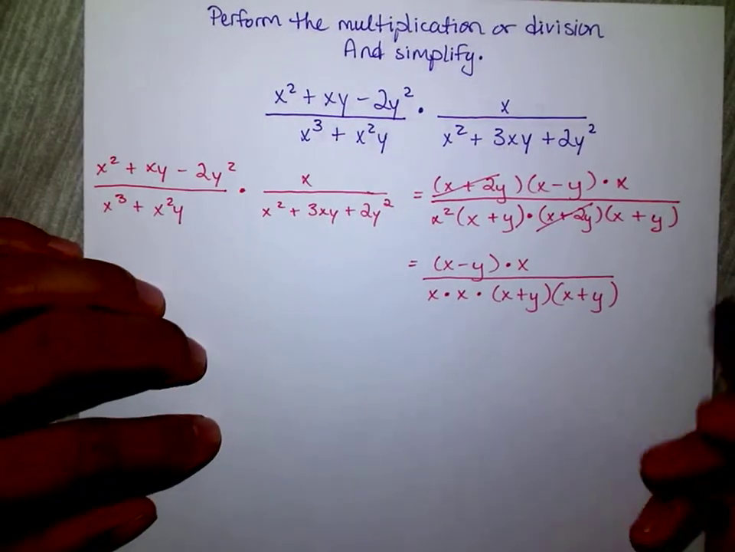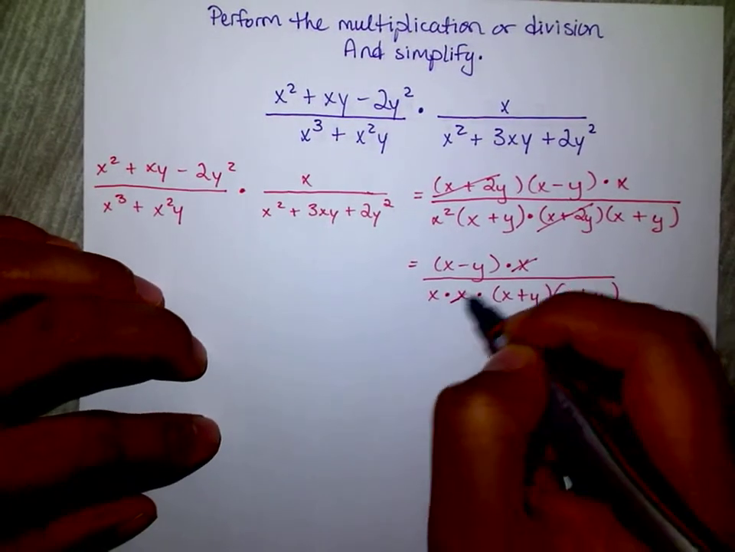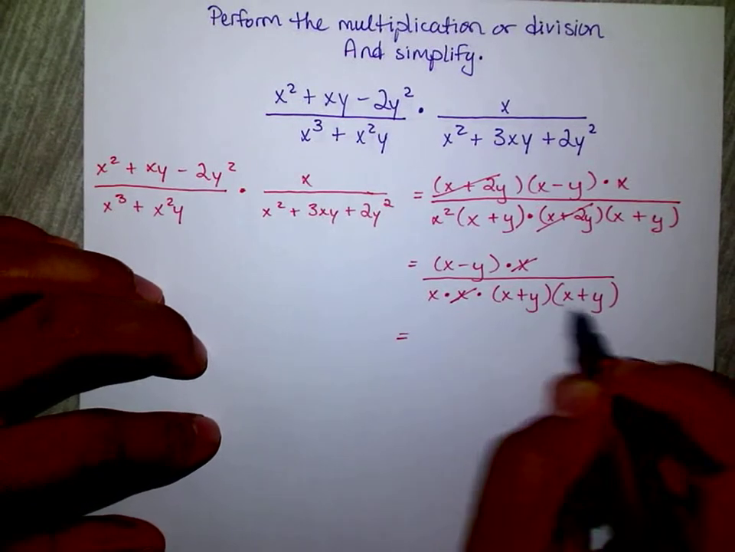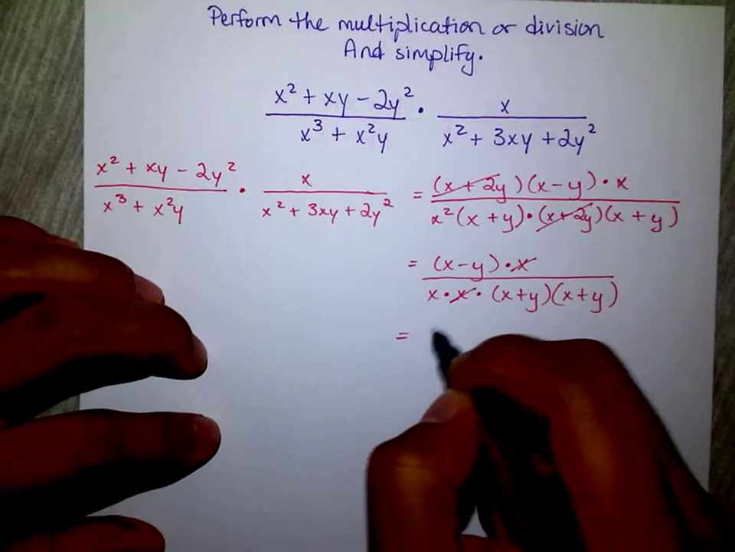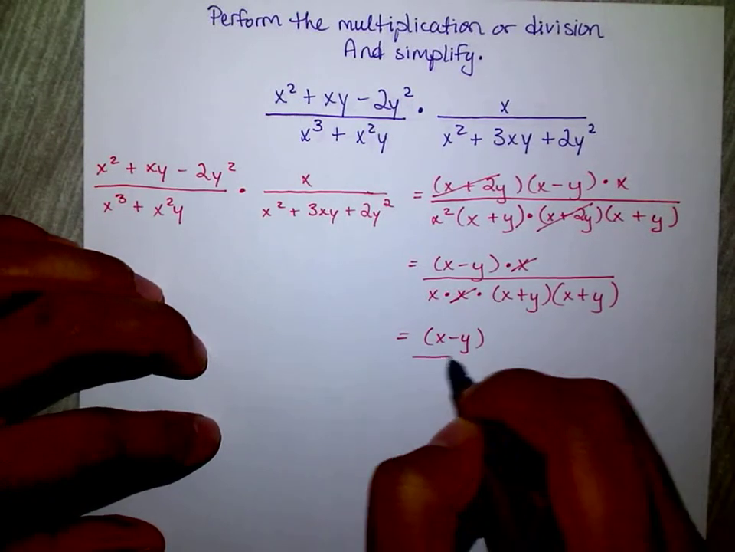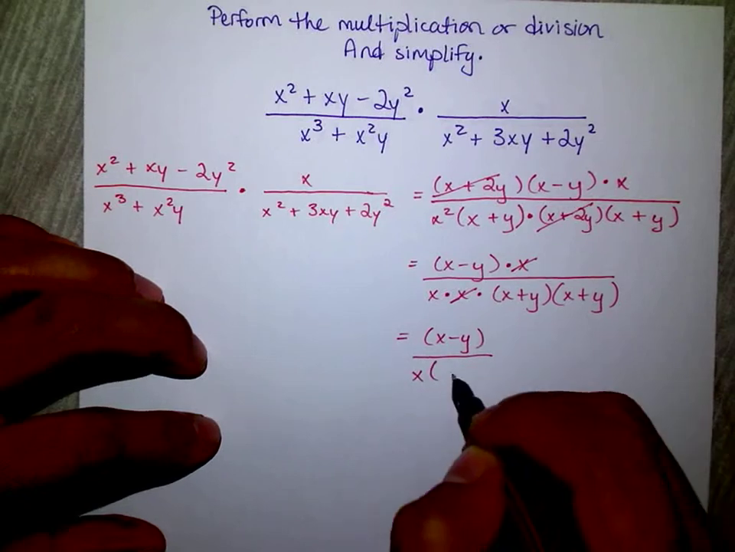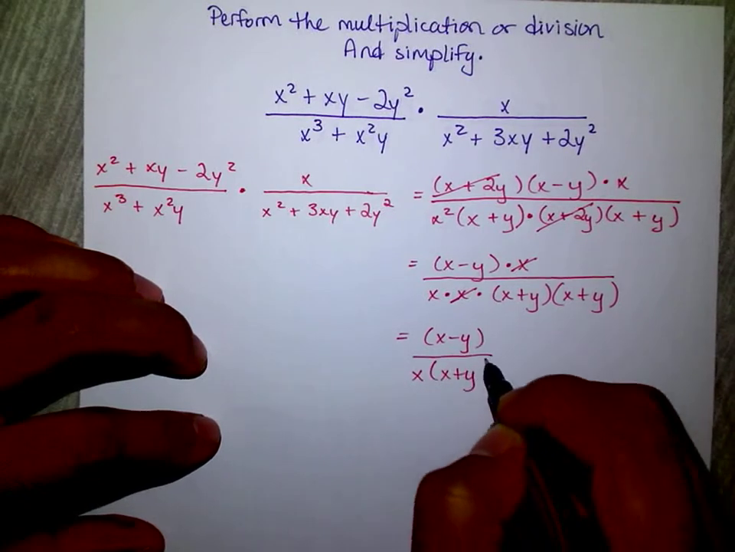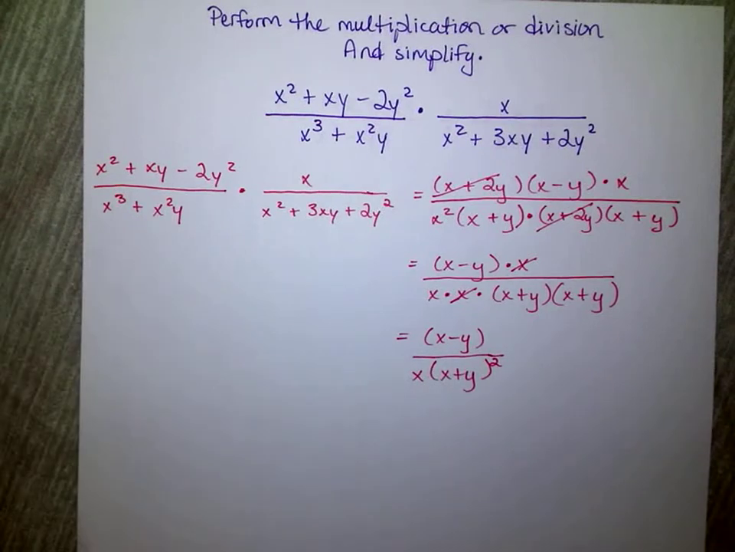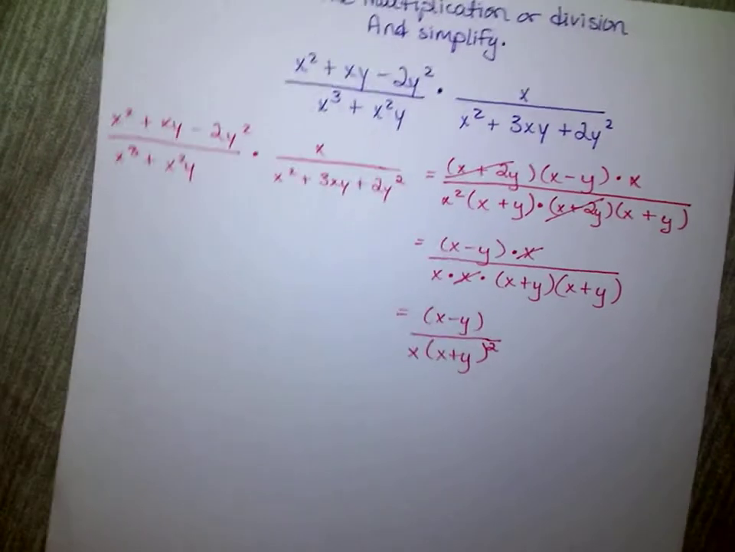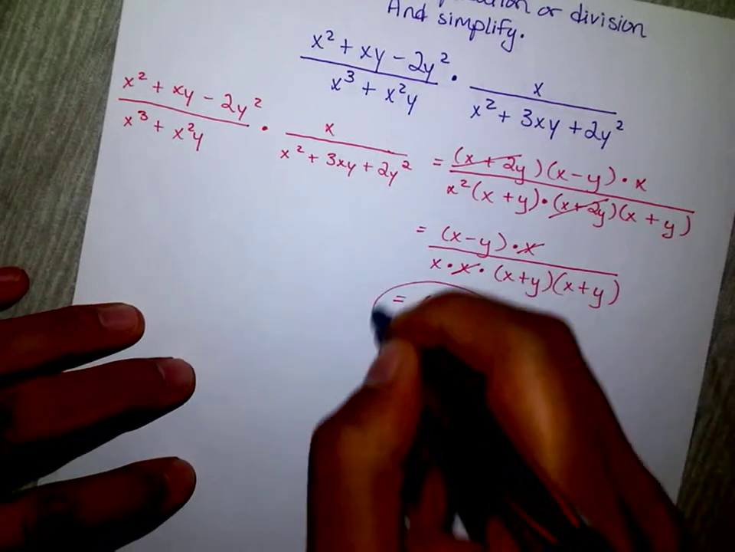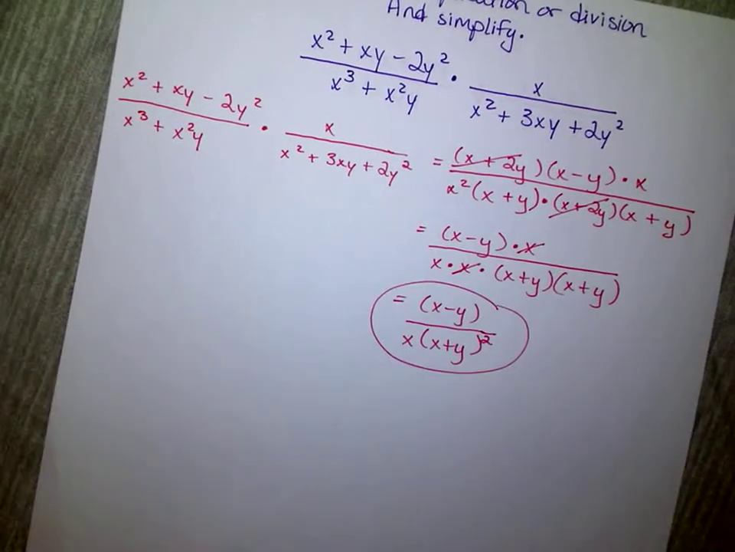Alright, now we can get rid of our x's. And since we have two x plus y's like that, we'll write that in simplest form. So we'll have x minus y over x times x plus y, and since I have two of those, I'll use my exponent 2 to represent that. And that'll be it there, folks. We can't really do anything else with that. That's done. That's our final answer.